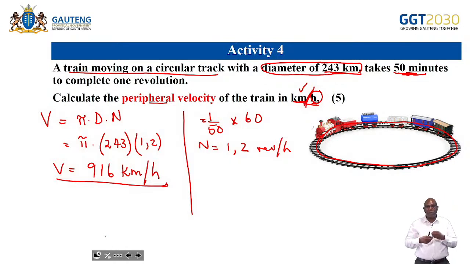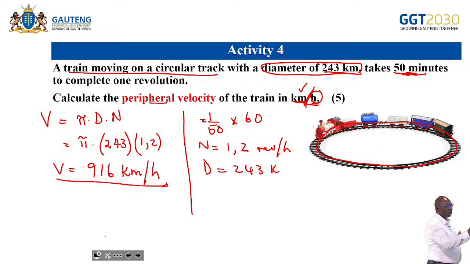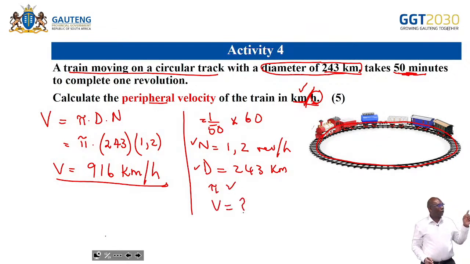movement. So when you're dealing with this type of question, you must read the question, understand the question, and the best thing to do is to write down what is given. This is 243 kilometers. So the n and the pi we know, it's fine. The v is the one that we do not know. And then we calculate the value of v, which is good.